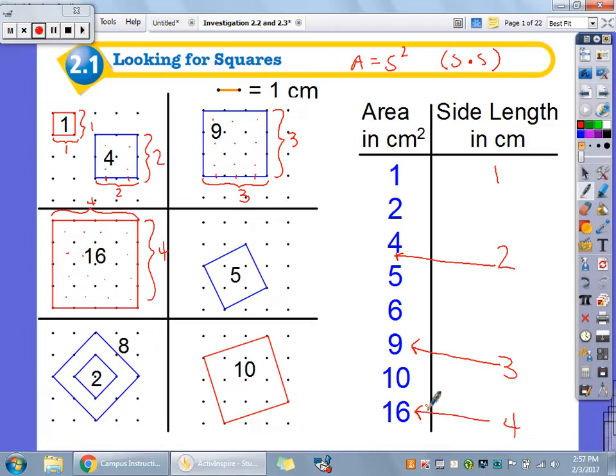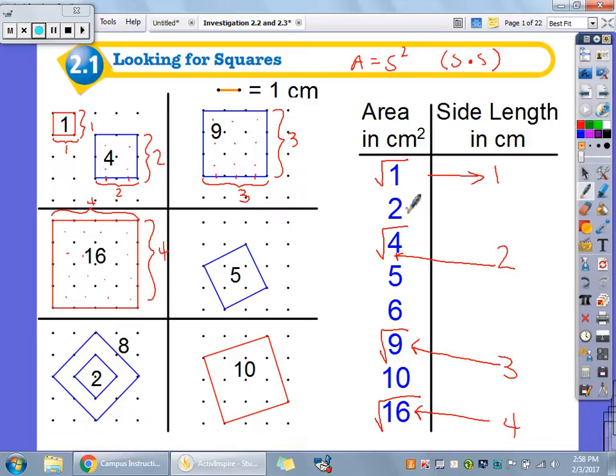Okay? The other way we can think about this is that if we take the square root of the area, it's going to give us the side length. So if we take the square root of 4, we're going to get 2. If we take the square root of 9, we're going to get 3. If we take the square root of 16, we're going to get 4. Okay? So what happens with these here?